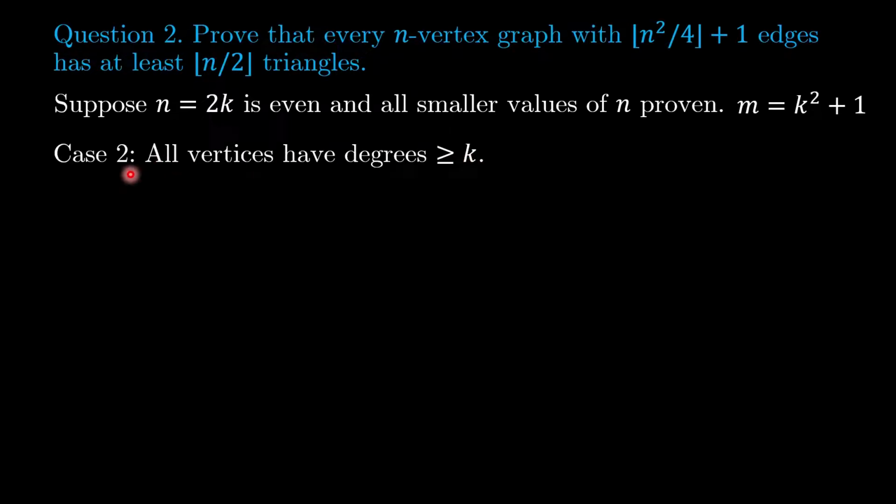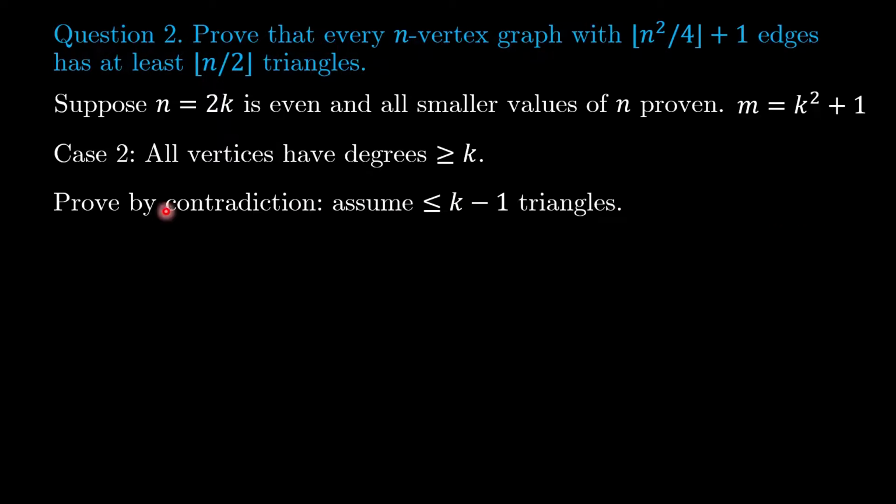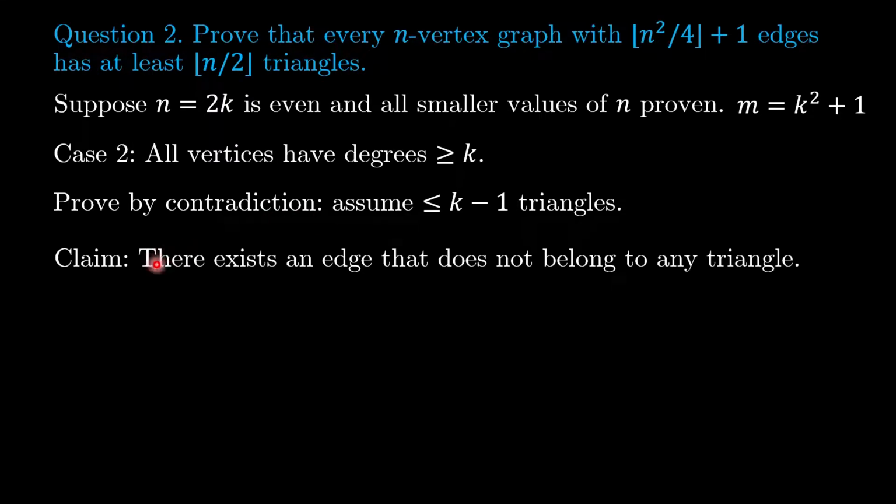As for the other case, we have to do something slightly different. So now we have all vertices having degrees at least k. We'll prove this by contradiction, so assume that there are at most k minus 1 triangles. Firstly, I claim that there exists an edge that does not belong to any triangle.